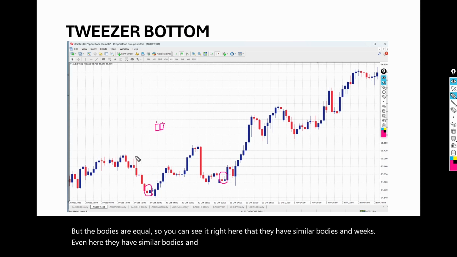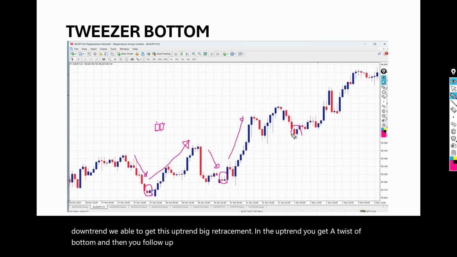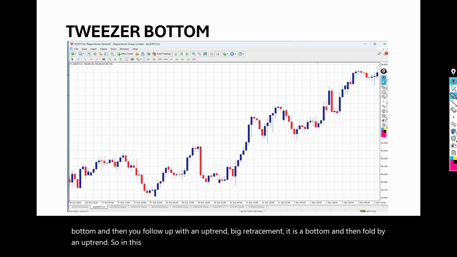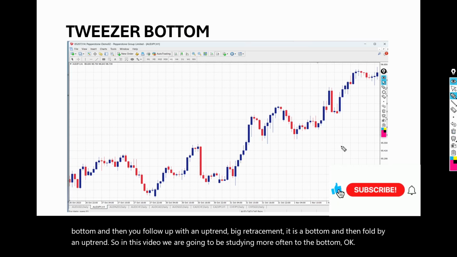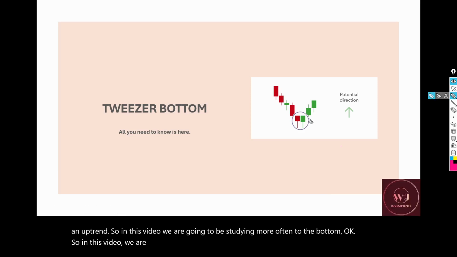And then after forming them on this short-term downtrend, we're able to get this uptrend. Big retracement in the uptrend, you get a Tweezer bottom, and then you follow up with an uptrend. Big retracement, Tweezer bottom, and then followed by an uptrend. So in this video, we are going to be studying more of the Tweezer bottom. So in this video, we are going to be explaining everything you need to know about the Tweezer bottom.